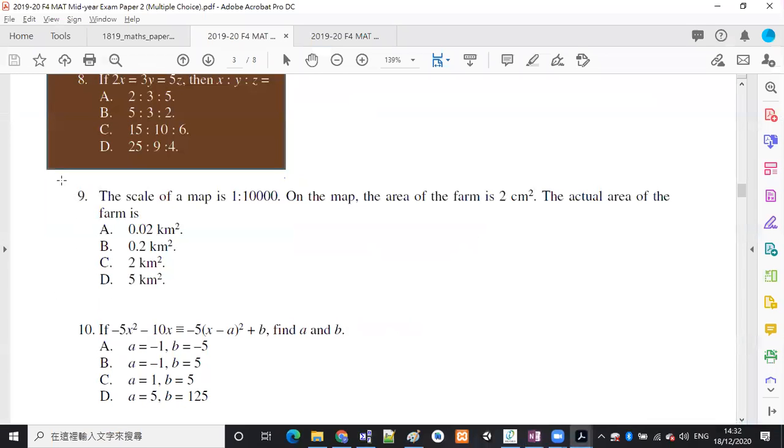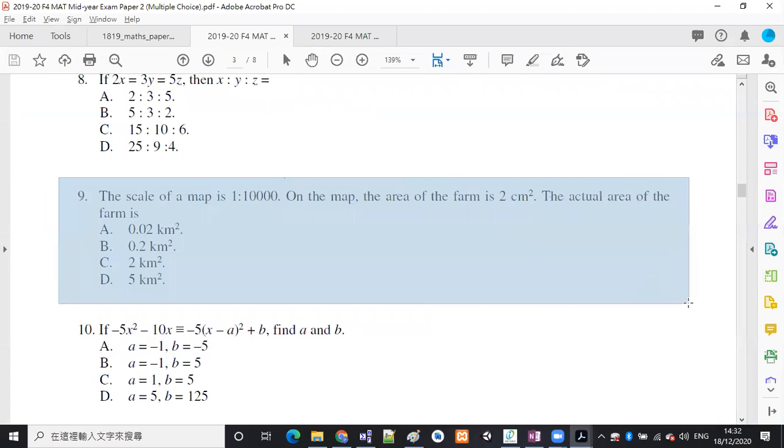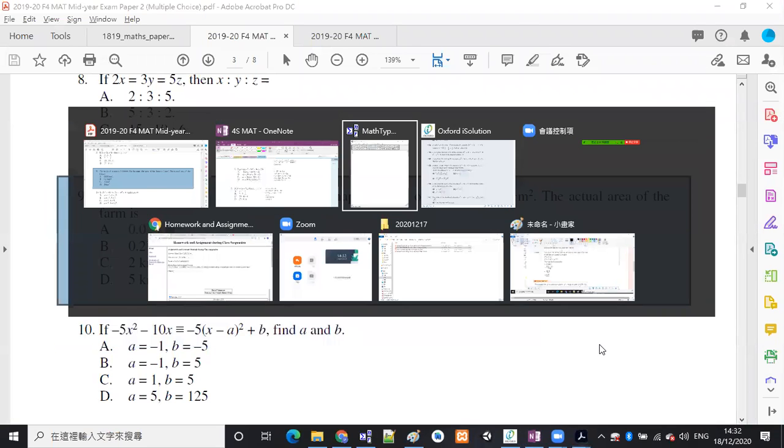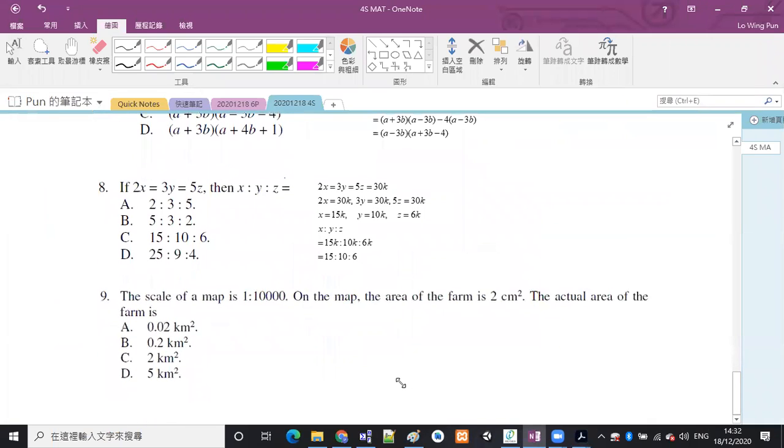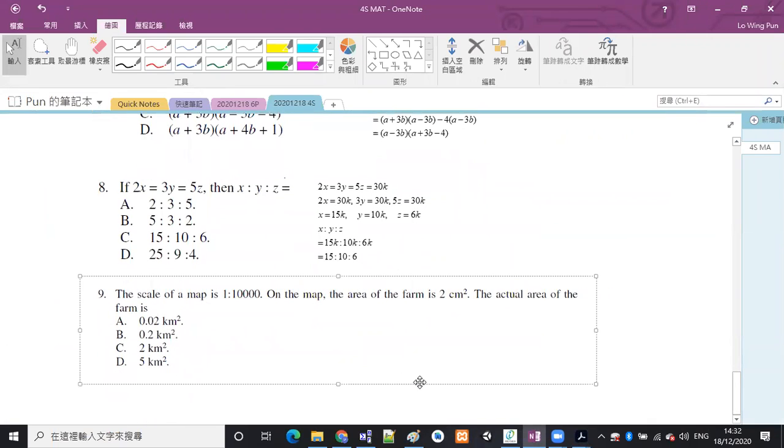Number 9. Scale of a map is 1 to 10,000. On the map, the area of the farm is 2 cm square, and the question asks you to find the actual area of the farm.